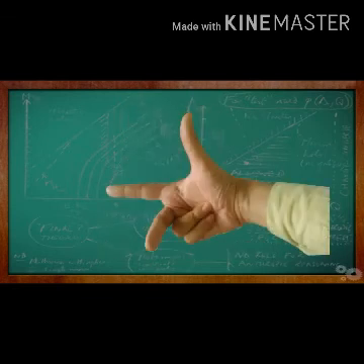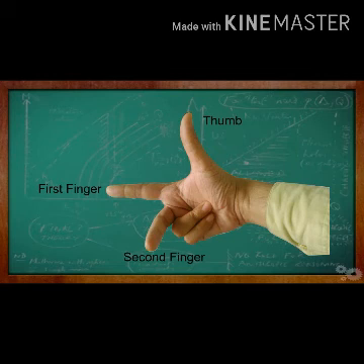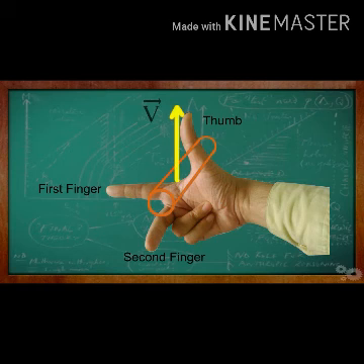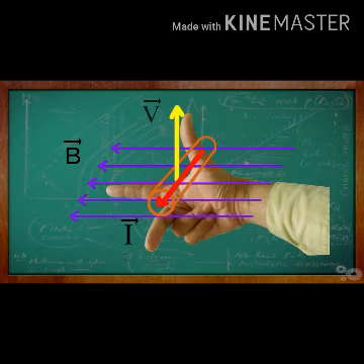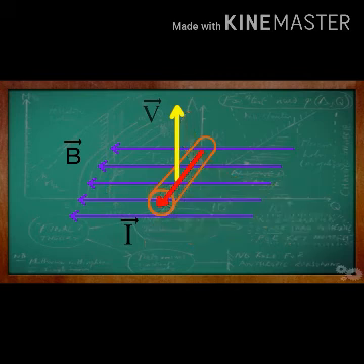According to this rule, we have to place our right hand in such a way that our thumb, first finger and second finger are mutually perpendicular to each other. Here, the thumb is pointed in the direction of motion of the conductor. The first finger is pointed in the direction of magnetic field, that is north to south. The second finger represents the direction of the induced or generated current, that is, the direction of conventional current from positive to negative. This rule is widely used to find out the direction of current induced in the winding of a generator.